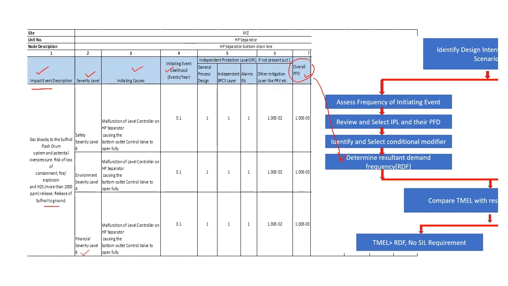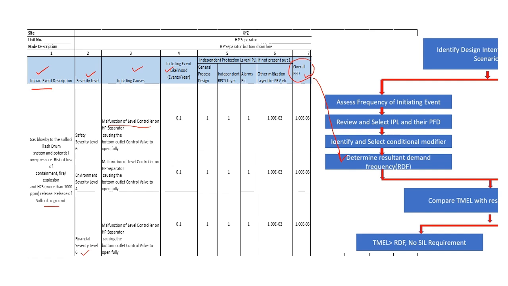What is the initiating cause for this? As we discussed in the HAZOP, the initiating cause may be malfunction of the level controller leading to the control valve opening fully. So we consider that here as the initiating cause, okay? And this is actually the more flow situation, right?